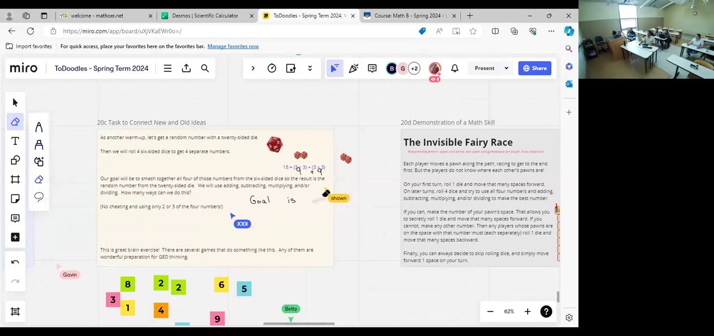2, 2, 5, and 6. And what's our goal number? 15. 15 is a lot easier than 17.